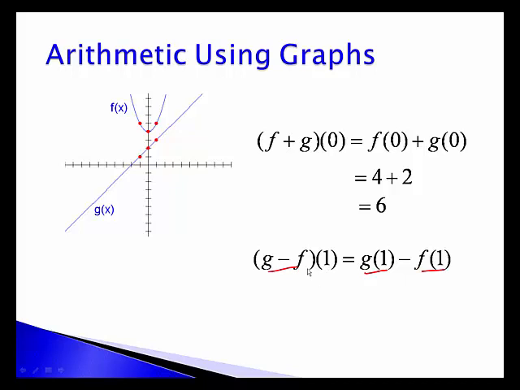So g of 1 says go to where x is equal to 1 and read the graph to see what the y value is for that location on the g function. Well, it would be 3 minus, we want to do the same thing for f of 1. Well, when x is 1, right here is that value, and it would be 5. So we would have 3 minus 5, which is equal to negative 2.